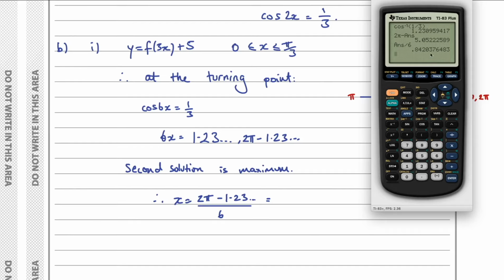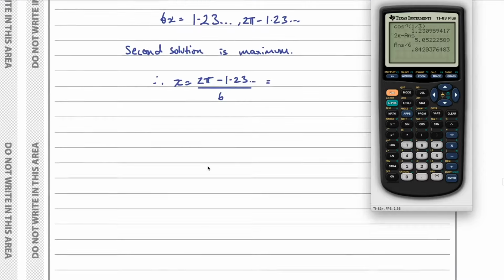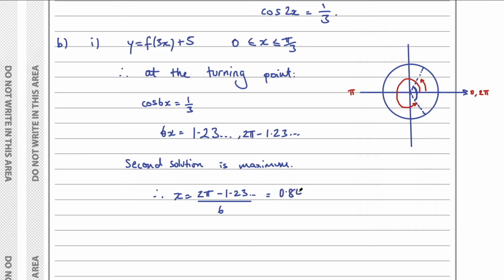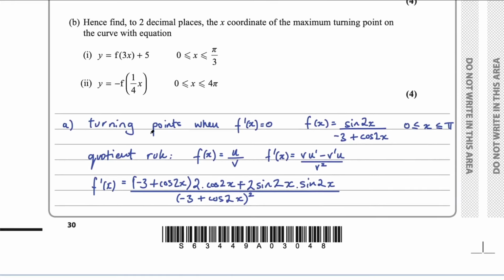So our final answer here will be, and I believe the question said round off to 2 decimal places, so our final answer will be 0.84. So let's just write out a few decimal places, 0.842, which rounds off to 0.84. Okay, so that was part B I, the x-coordinate for the maximum. Then let's go back. So the second one was y equal to negative f of a quarter x.